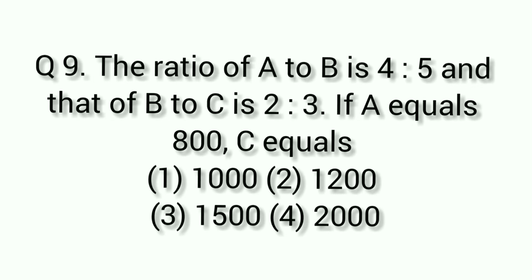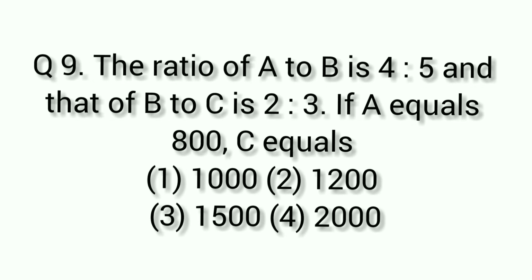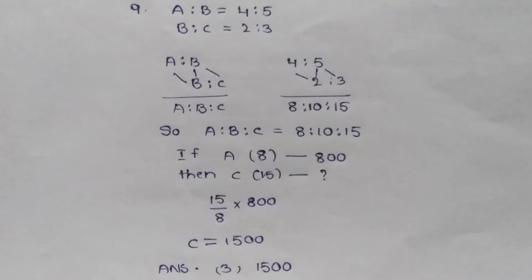Now moving on to the ninth question, that is, the ratio of A to B is 4 is to 5 and B to C is 2 is to 3. If A equals 800, C equals to? So here you have the ratio of A is to B, B is to C. Now you are supposed to find out the value of C, because they have already given the value of A, and with the help of that you have to find out the value of C. So let's solve this problem.